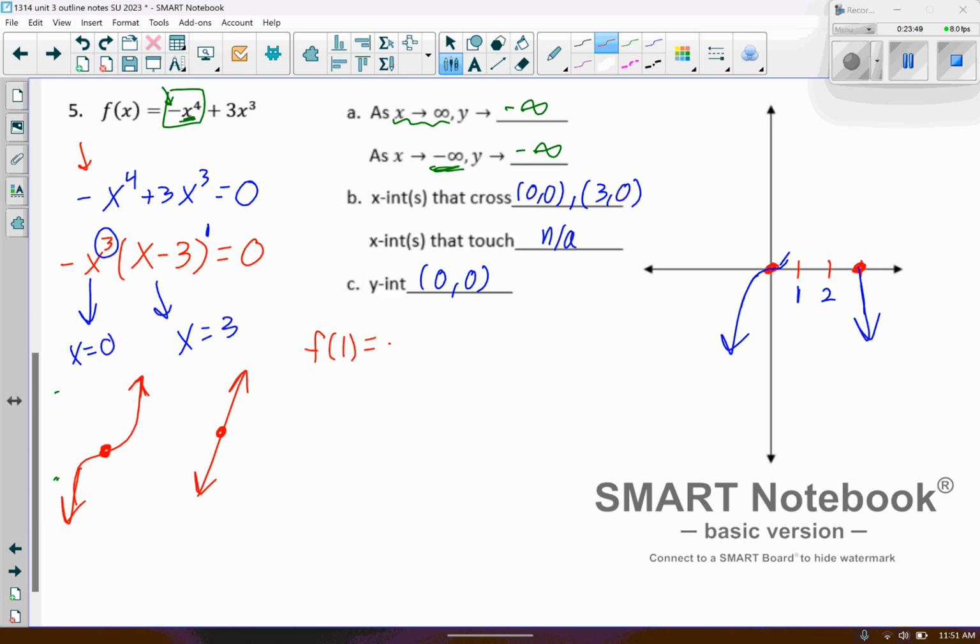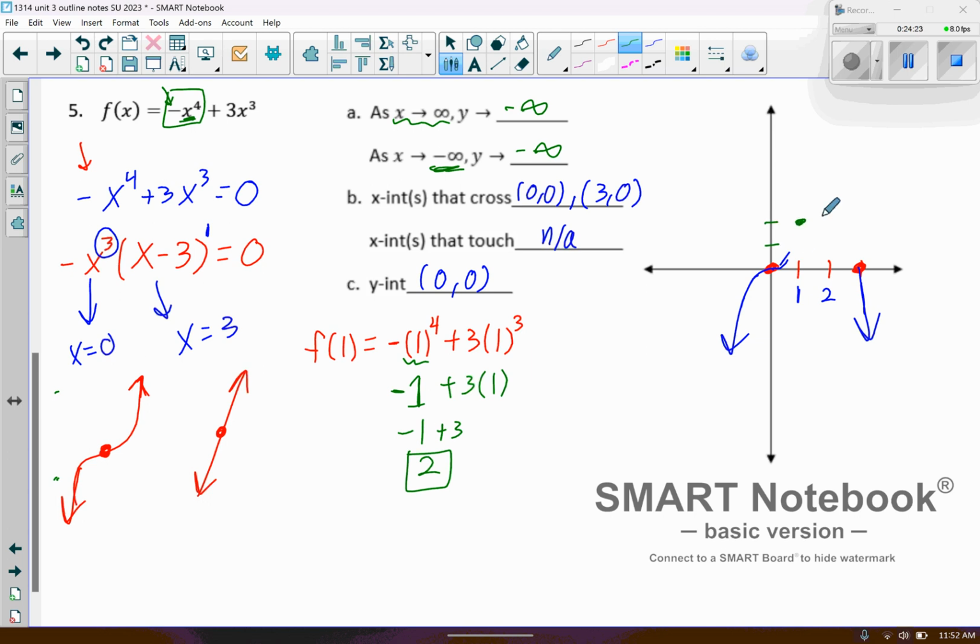That'd be negative, and then 1 to a power of 4, plus 3 times 1 to a power of 3. The negative's on the outside, so you do the power first. 1 to the power of 4 is just 1, and then you apply the negative after the fact. Then I have plus 3 times 1 to the power of 3, which is 1. So I'm going to get negative 1 plus 3, which is 2. So at 1, I'm up here at about 2.